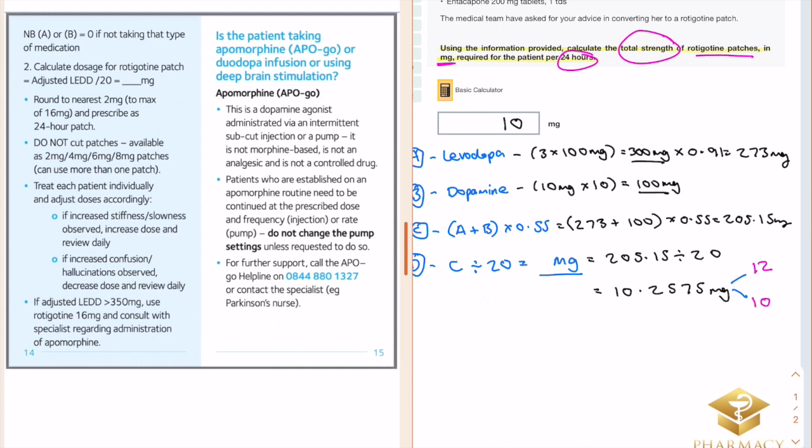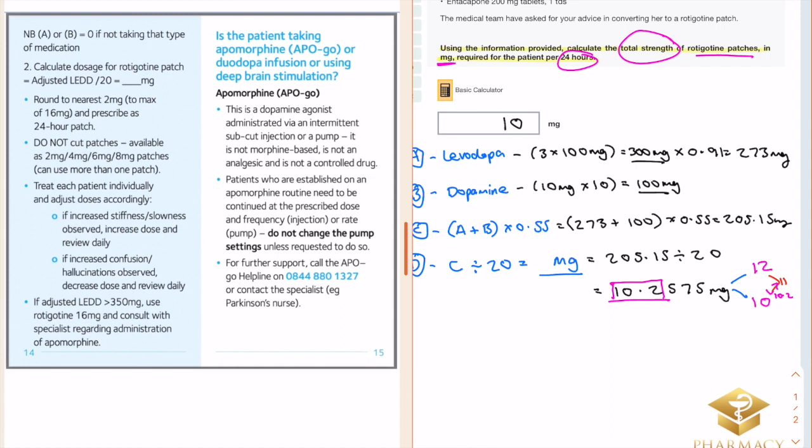So what you say to yourself is, where does 10.2 lie? Well, the middle line between 10 and 12 is 11. That's your middle. So 10.2 lies over here, between 10 and 11. So it's closer to 10, so you're going to round it down to 10.